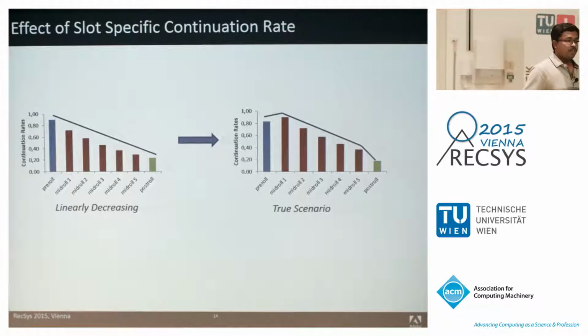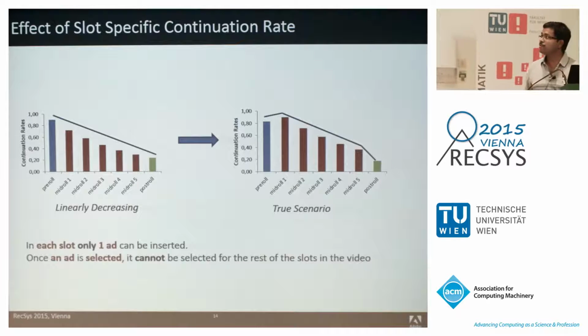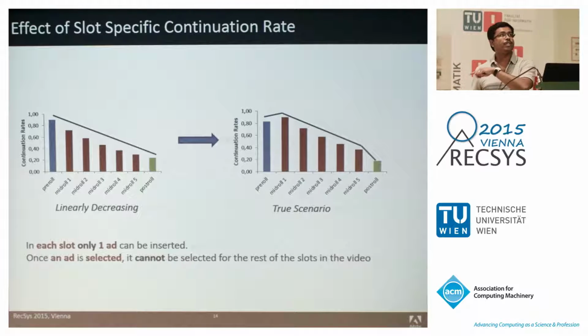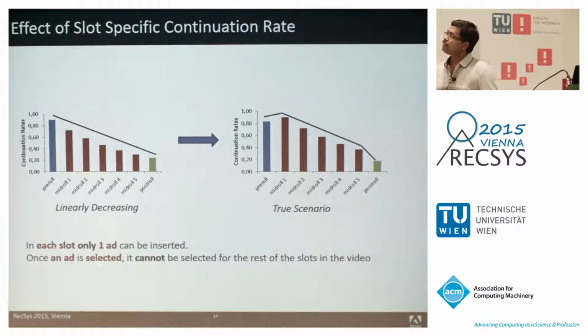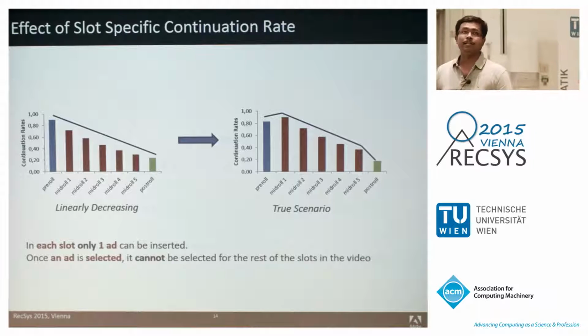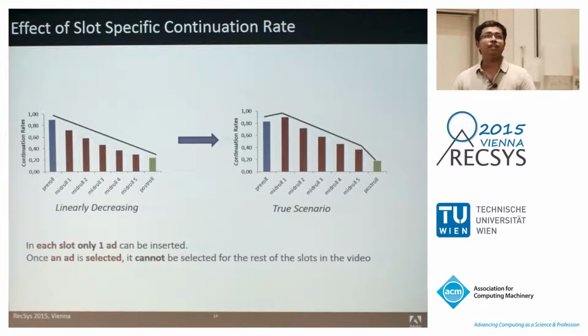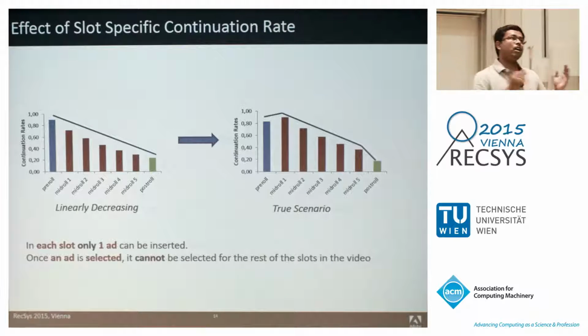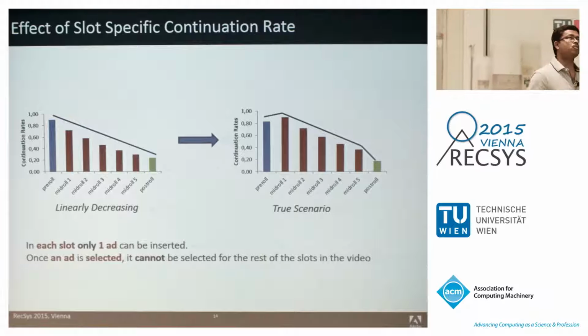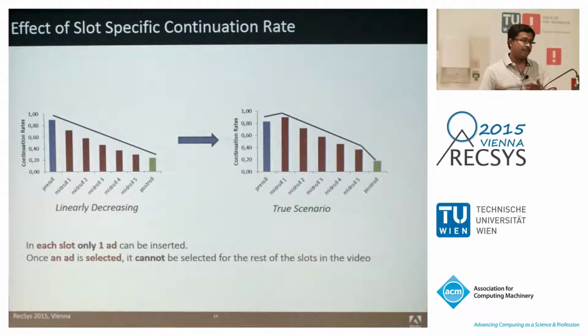Okay, so we make two further assumptions which are true for the publisher for which we have the data. In each slot, only one ad can be inserted, and once an ad is selected, it cannot be selected for the rest of the video. It may not be true for many publishers, but it's quite true for most of the publishers that we have worked for.